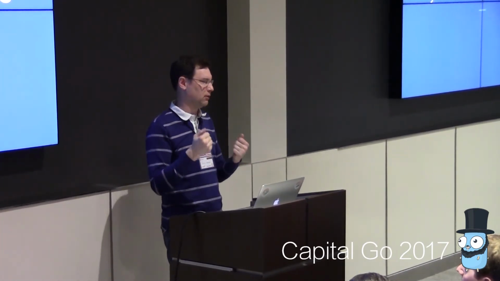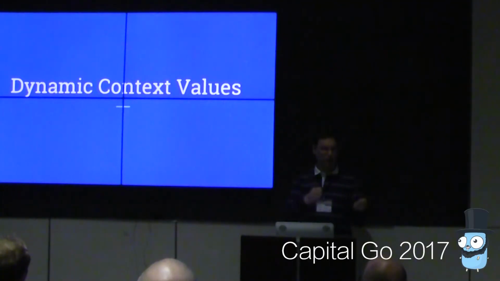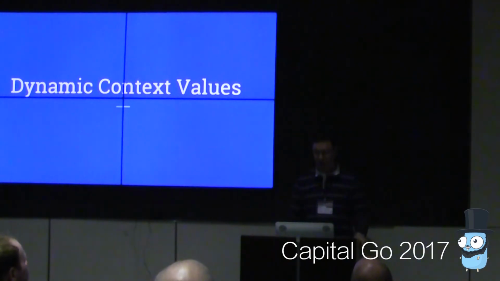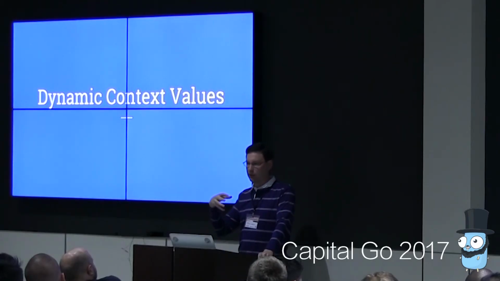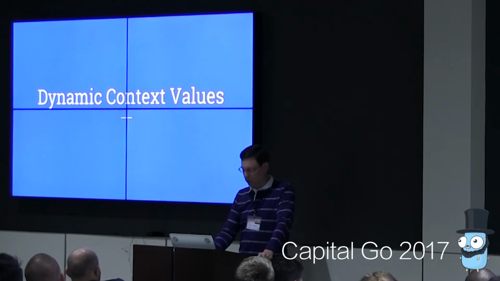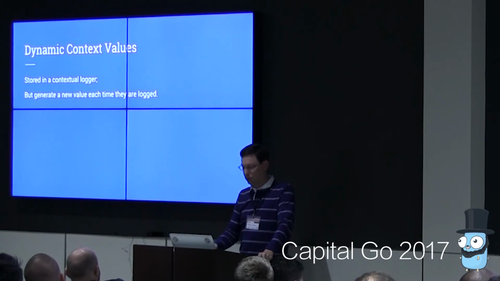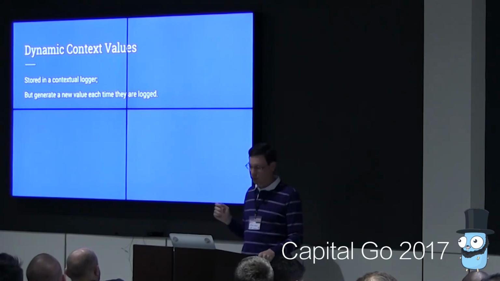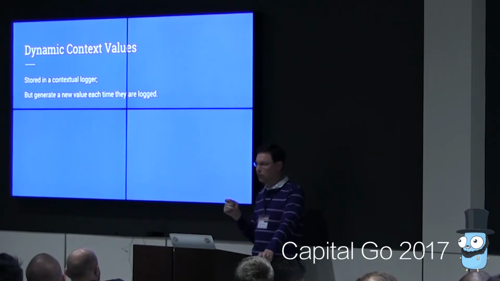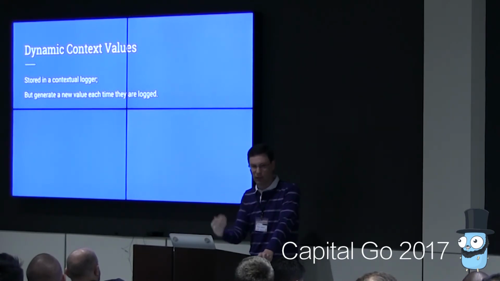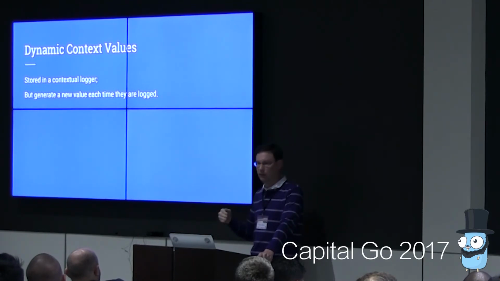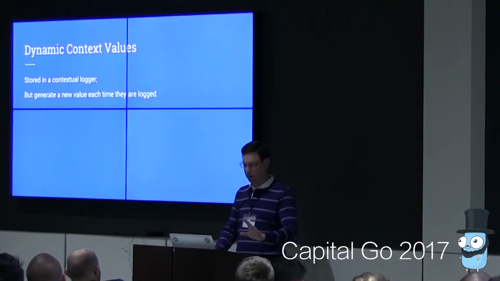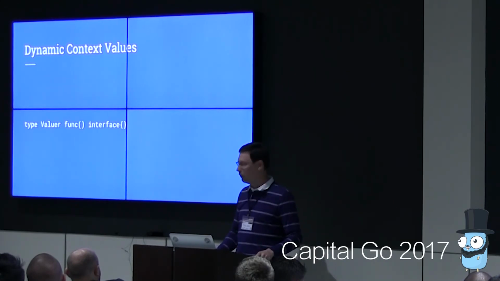This actually turned out to be a design that came out of trying to keep the package policy-free, which you'll see me say a few more times later, but still allow it to be extensible to let people do what they want. So let's first say what it is. It's a dynamic context value stored in a contextual logger, but it generates a new value every time you log. That's different than the task ID, where it was always generating the same value, right? A dynamic context value generates a new value. Now, why might you want to do that? Well, we'll get to why in a moment, but let's see how we implement it.